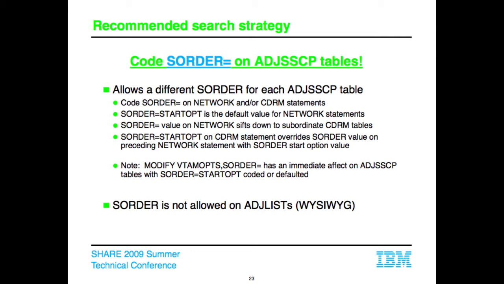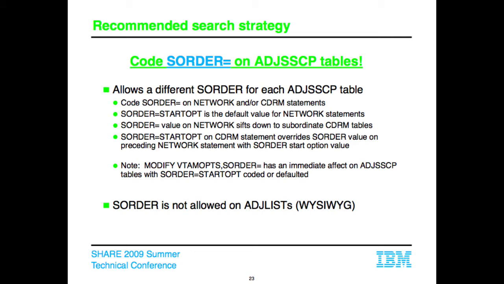You can code it on the network statement or on the CDRM statement. The network and CDRM statements effectively are the statements that start a new adjacent SSCP table in an adjacent SSCP deck. If you code it on the network statement, it will sift down to all the subordinate CDRM statements. If you want a lower level table to actually use the start option value, you can code S-order equals STARTOPT, which means whenever you pick this table, I want you to use the current start option value for the S-order.